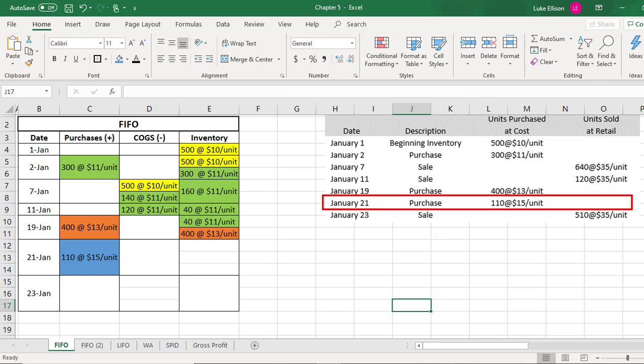Moving on to the inventory column, on January 19th, there are two layers of inventory, green and orange. And since there were no sales, those units are still in inventory, so we can copy both of them down for January 21st. Additionally, 110 units were purchased at $15 per unit, and since purchases are plus, we add them to our inventory column.